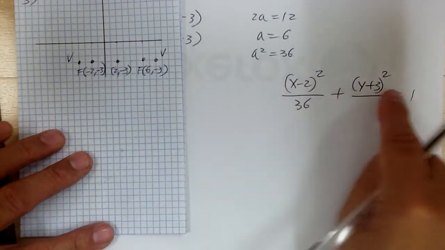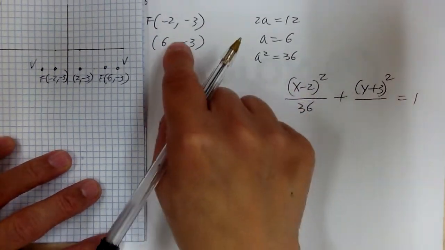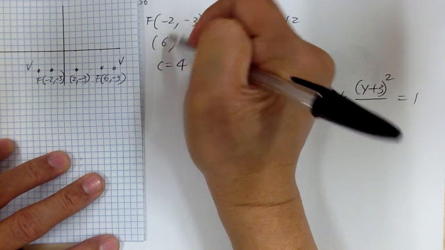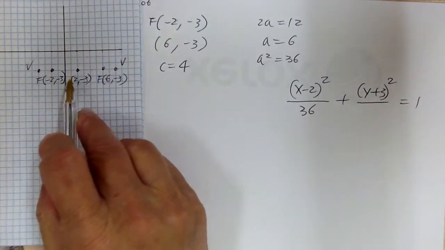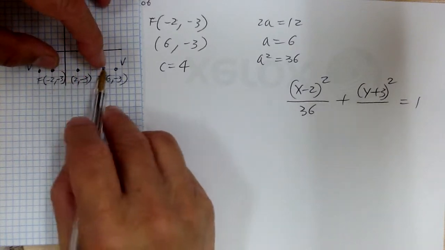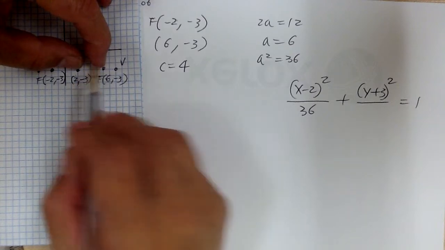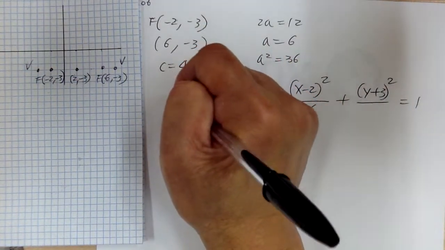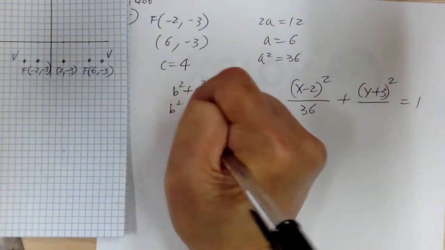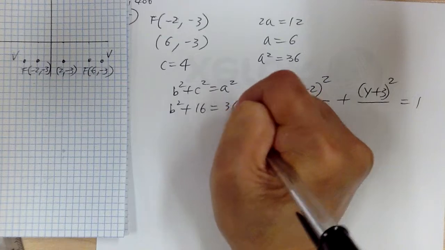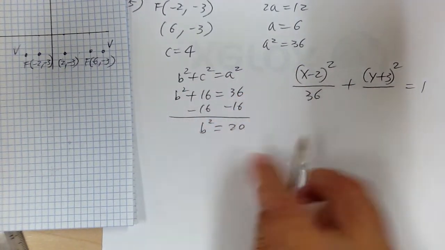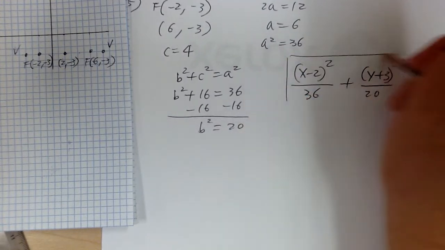So now to figure out the b or the b squared, okay, from here you can see that c is equal to 4, right? Because from here to here is 8 divided by 2, right? From the f to f is 8, so half of it would be 4. Okay, so now again use your Pythagorean theorem. So you got b squared plus 16 equals 36. So you got b squared equal to 20, and so 20 goes under here, and that's it.